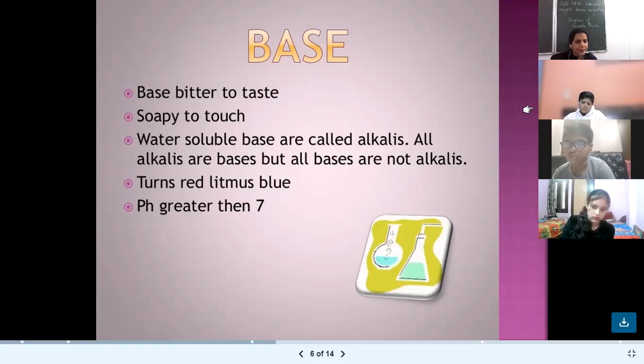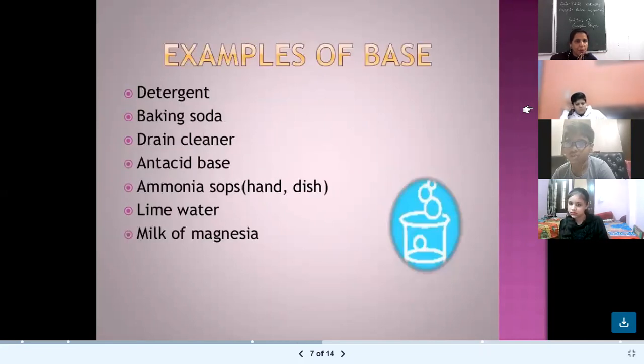In the same way, in the next slide, I think, are the examples of bases. Kindly move to the next one. Examples of base: detergent, the best example. Baking soda, which we use in our food items. Drain cleaner. Antacid base. You know that when there is indigestion, we take an antacid tablet. Why an antacid tablet? Because it neutralizes the reaction of excess acid in our stomach. Hand wash, you know all that. When you wash hands or dishes, the products contain a base.